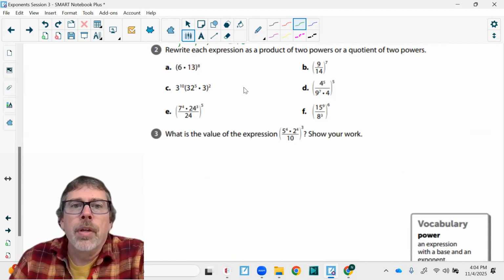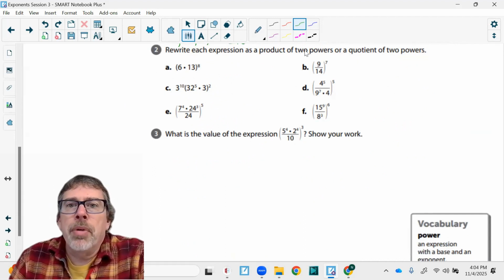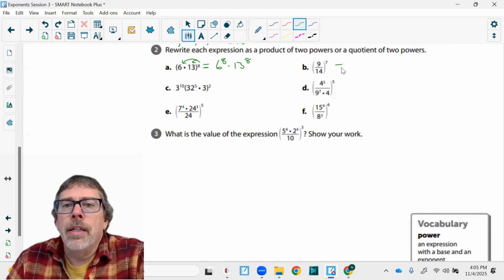Number 2. Rewrite the expression as a product of 2 powers or a quotient of 2 powers. So they don't want us to evaluate this, thank goodness. They just want us to distribute the 8. So it's going to be 6 to the 8th power times 13 to the 8th power. And we're done. B, that's going to equal, distribute 9 to the 7th over 14 to the 7th.